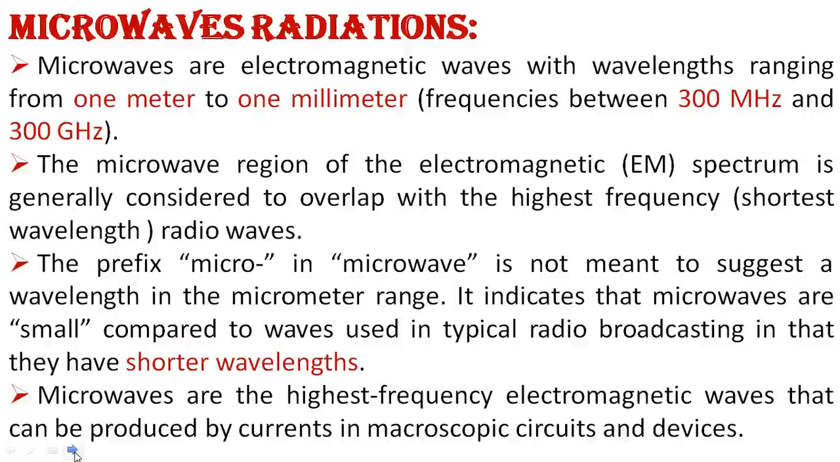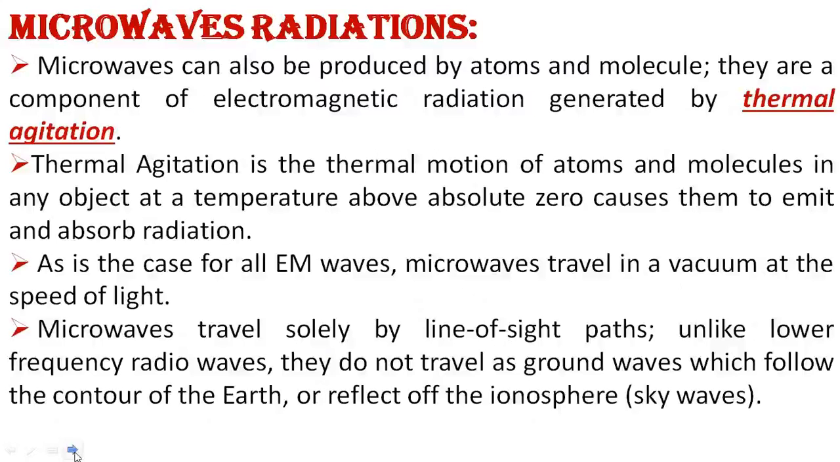The prefix micro in microwave is not meant to suggest a wavelength in the micrometer range. It indicates that microwaves are small compared to waves used in typical radio broadcast, in that they have shorter wavelengths. Microwaves are the highest frequency electromagnetic waves that can be produced by current in microscopic circuits and devices. Microwaves can also be produced by atoms and molecules.